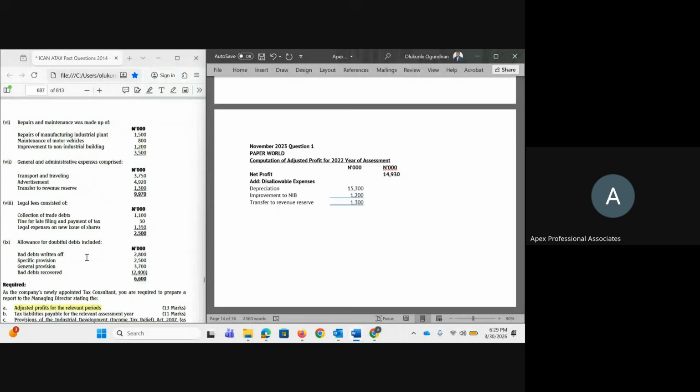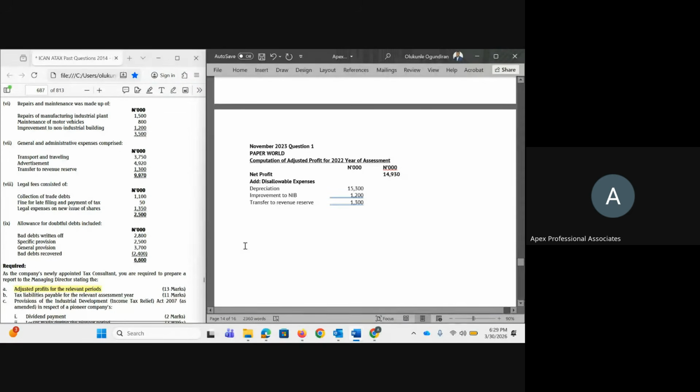Then legal fees on collection of trade debt allowed, fines for late filing is disallowed.